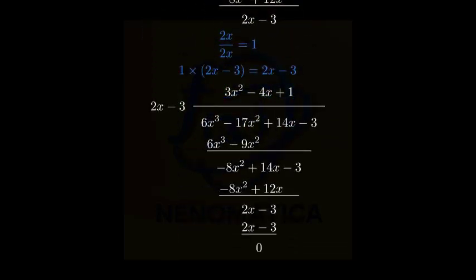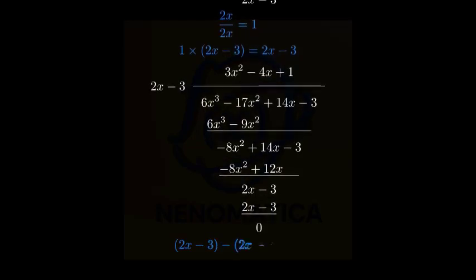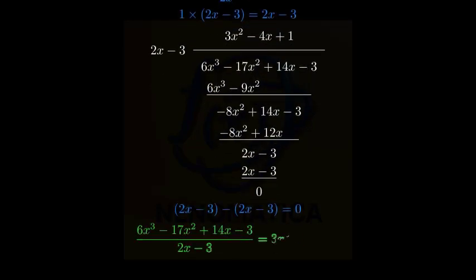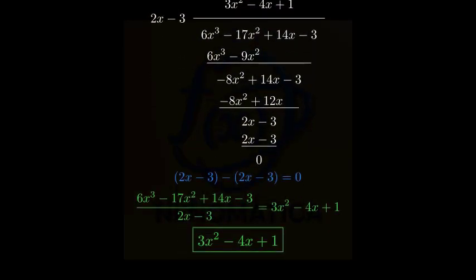Since our remainder is 0, we know that the divisor divides the dividend evenly. Therefore, our final answer is 3x squared minus 4x plus 1. This means that 6x cubed minus 17x squared plus 14x minus 3 divided by 2x minus 3 equals 3x squared minus 4x plus 1 with no remainder.